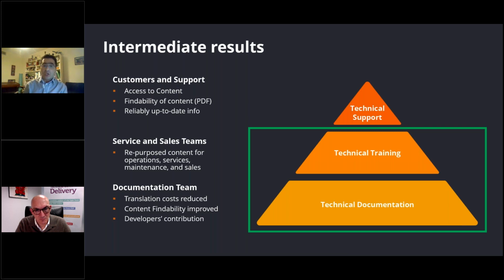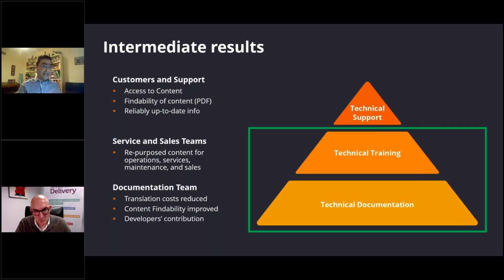So we got immediate results pretty quickly. And the first people who could benefit from the new way of working were, of course, the documentation team, because now they were able to work faster. All the content was in data, which means they could create content faster, they could update content faster, and their translation costs went down. Now, because the CCMS allowed them to assign semantic taxonomy, semantic metadata to different pieces of content, they were able to find what they need quickly.